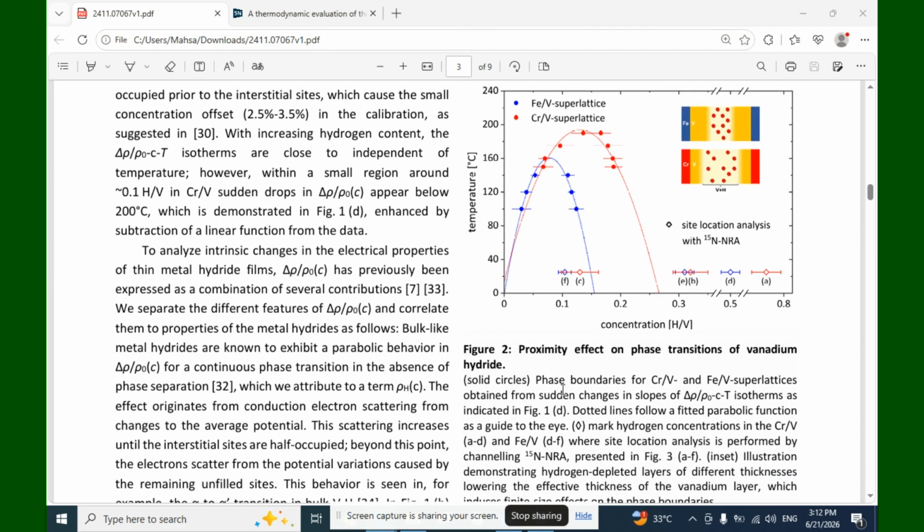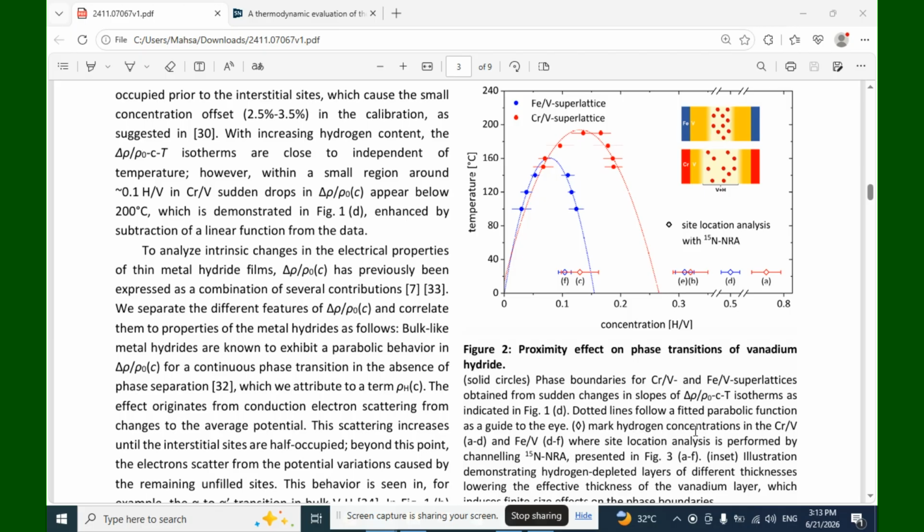Solid circles phase, and we have different sections A, B, C, D. You see that the blue circles are the Fe/V superlattice, and the red circles are the Cr/V superlattice here. Solid circles mark phase boundaries for Cr/V and Fe/V superlattices obtained from the sudden change in the slope of the Δρ/ρ0 term, as indicated in Figure 1D. Dotted lines follow a fitted parabolic function as a guide to the eye.